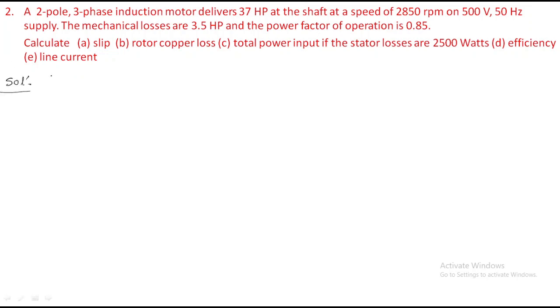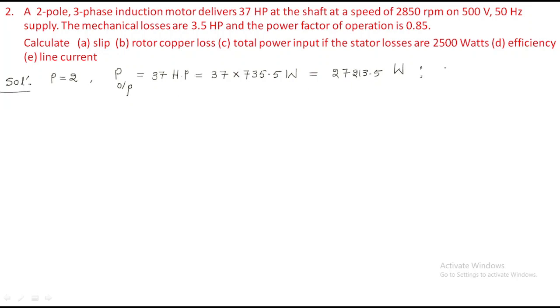First, in the given data, it is a 2-pole machine, that's why P equals 2, and it delivers the output power of 37 horsepower. We can convert horsepower into watts, then the calculation is easy. 1 horsepower gives 735.5 watts. So by doing the simplification we will get 27213.5 watts. This is the output power.